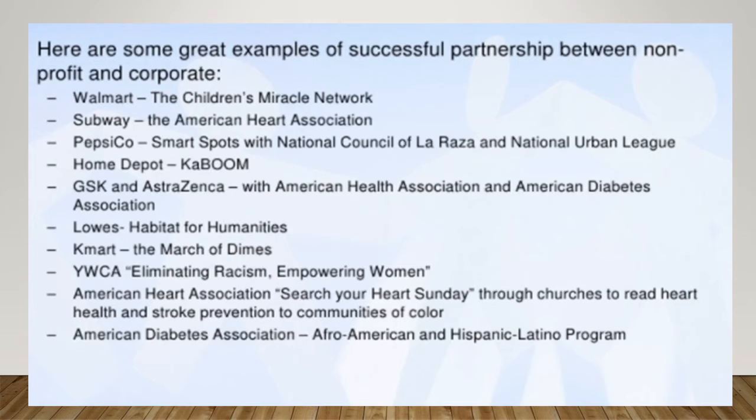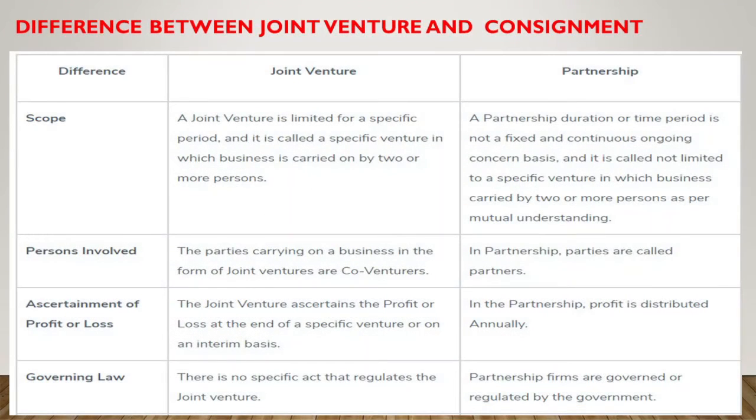Then look at the differences between joint venture and partnership. The joint venture is limited in time; partnership time period is not limited, it is an ongoing process. A joint venture is limited to a specific venture, while a partnership is not limited to a specific venture. Both are carried out by two or more persons as per mutual understanding.